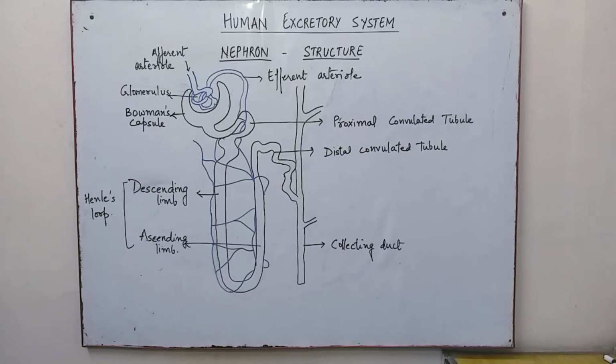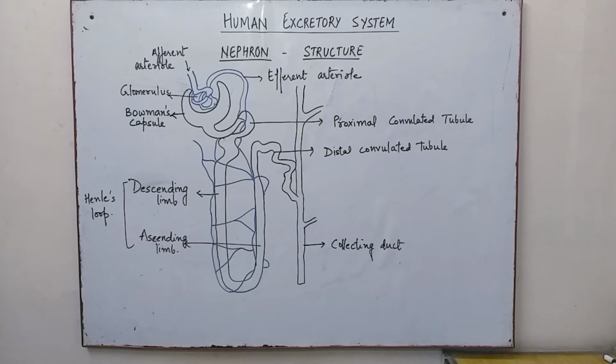This video will be talking about the nephron, which is the functional unit of the excretory system. That is, they play a major role in filtration and the formation of urine. So we will be talking about the structure of the nephrons in detail in this video.